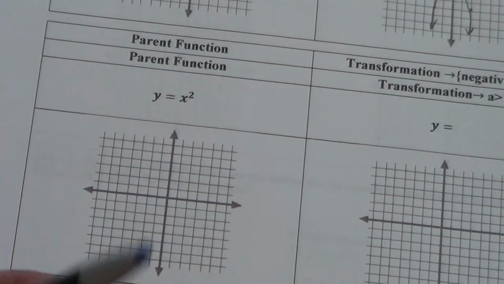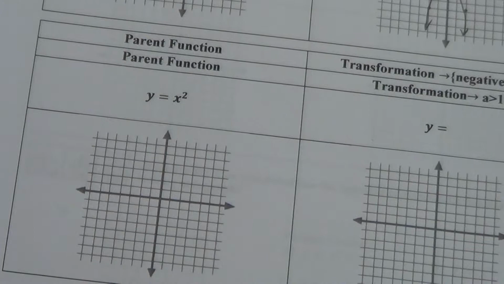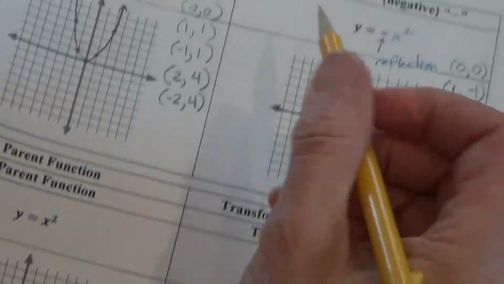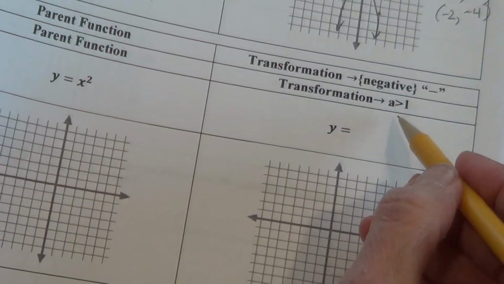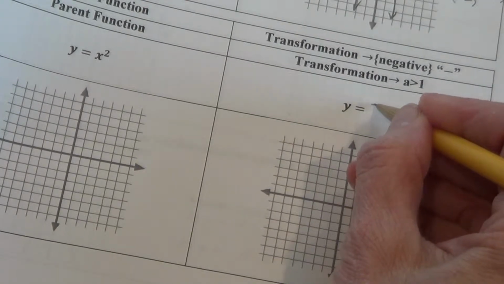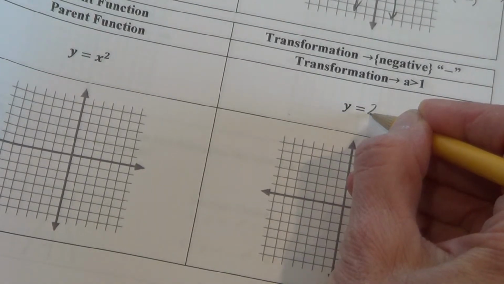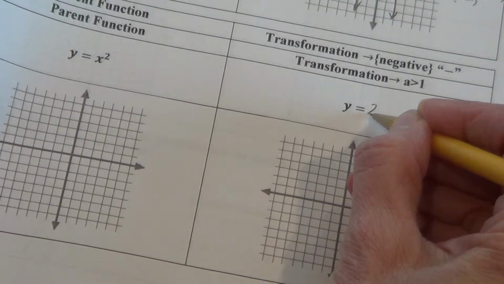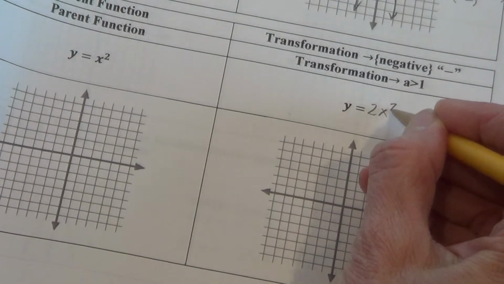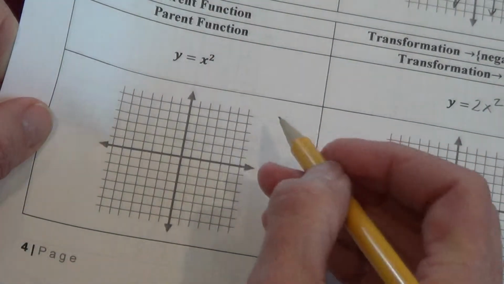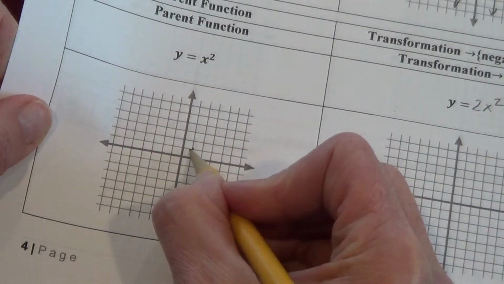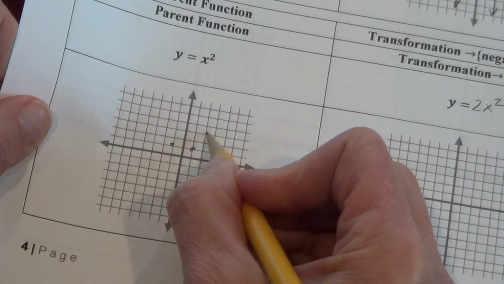Well, here we go. Now we have a parent function, and we're going to want to play with the a value that we talked about being out front. We want that a value more than 1. So let's make it 2. So we have 2x squared. Now we think about our parent function. We can graph it from just looking up above.